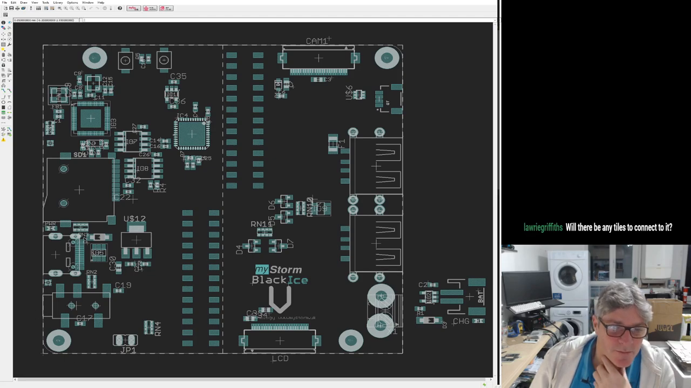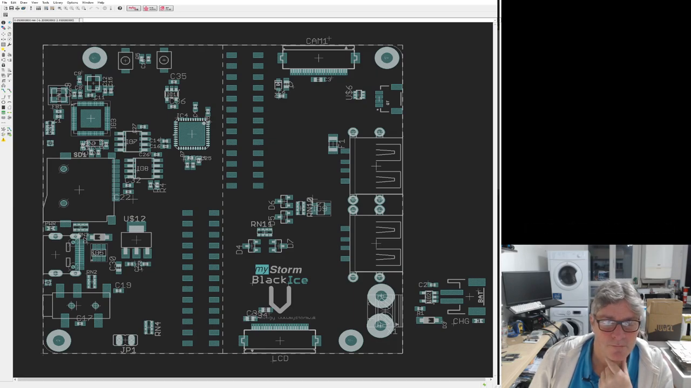Yes, Laurie Griffiths asked a question. Will there be any tiles to connect to it? Yes, definitely. Kind of pointless making it if I don't have any tiles. The first tile that I'm doing that's a proper tile will be the stepper controller, which will be a four-axis stepper controller, maybe with some PWM and other things on there, homing and stuff like that. So that's the first port of call.